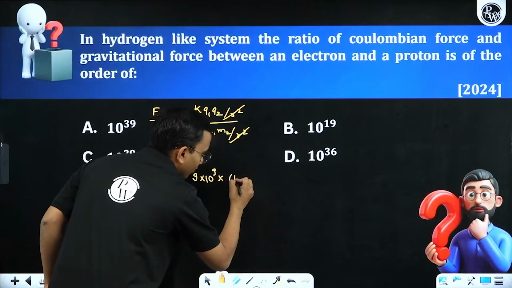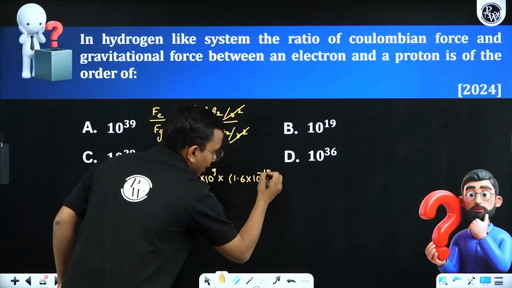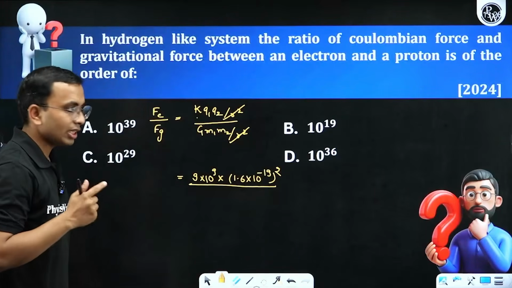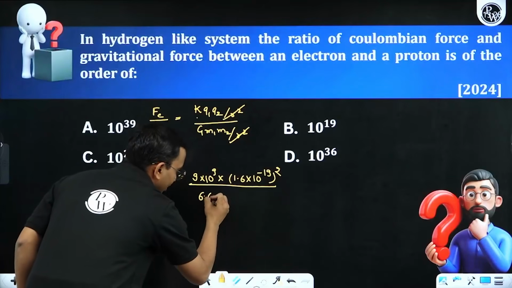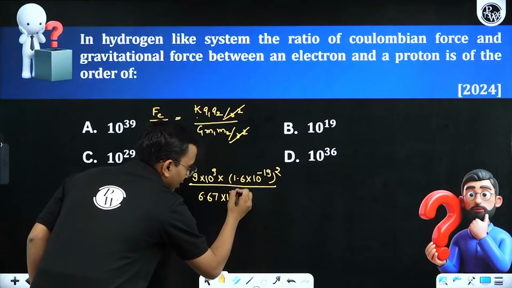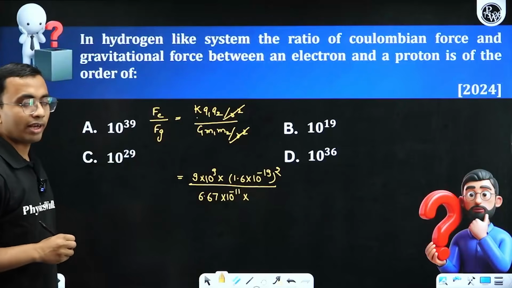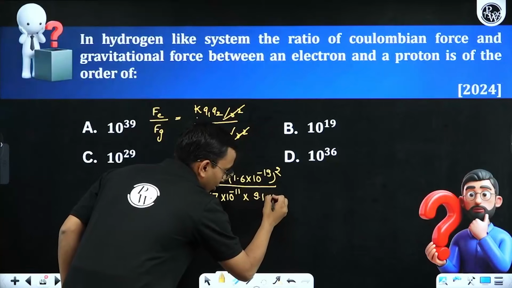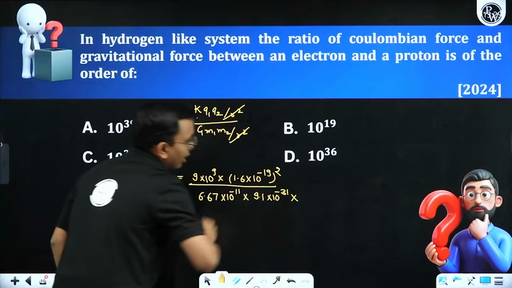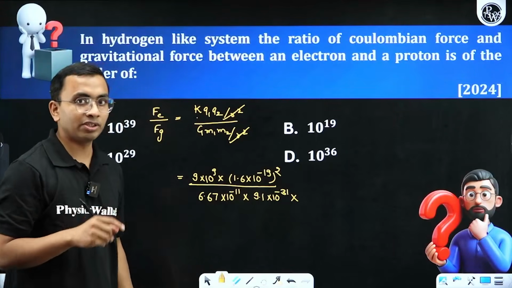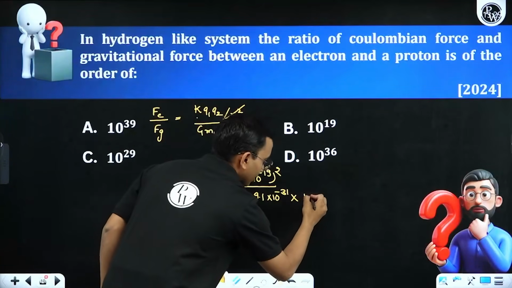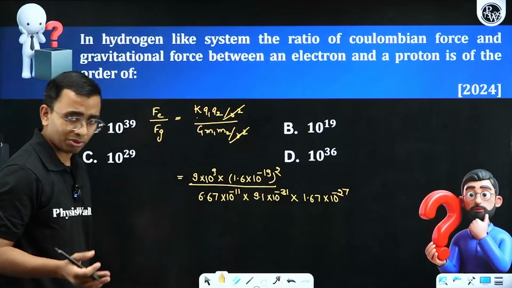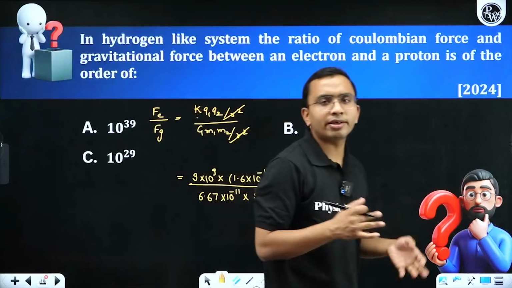So square of that will become here (1.6 into 10 to the power minus 19) square divided by G M1 M2. What is G? 6.67 into 10 to the power minus 11, into mass of electron 9.1 into 10 to the power minus 31 kg, into mass of proton 1.67 into 10 to the power minus 27 kg. These values you should remember because anyways many times these are required.